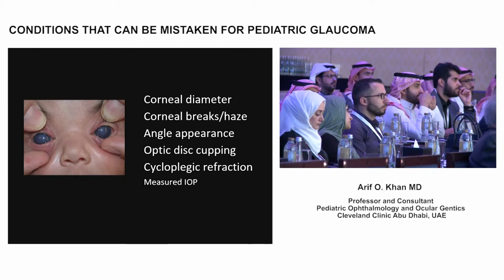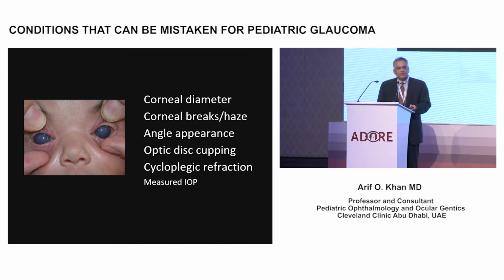Parameters that we look at in pediatric glaucoma, I've listed some of them here. Again, we have to be aware of these conditions that can be mistaken as pediatric glaucoma. We have to look at the big picture. And I want you to pay attention to one thing that I've done on this slide. I've put measured IOP on the bottom, and I've put it in small font.